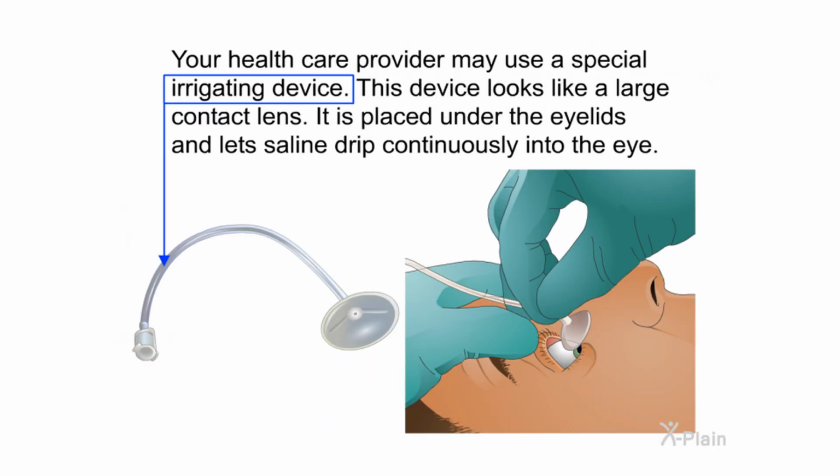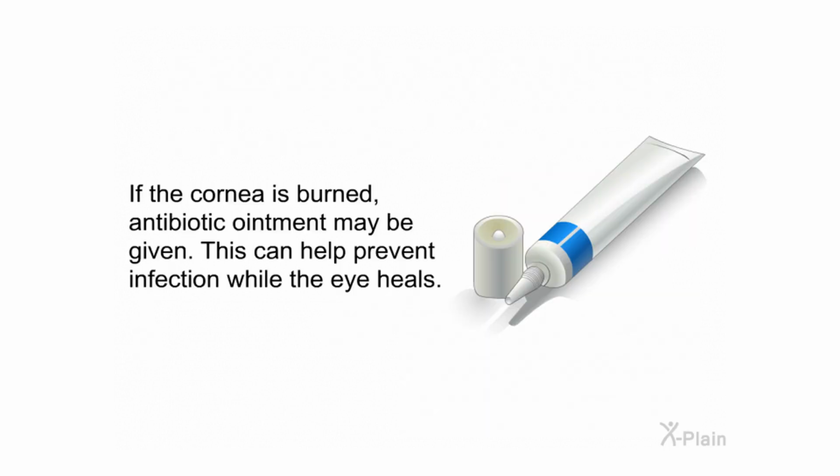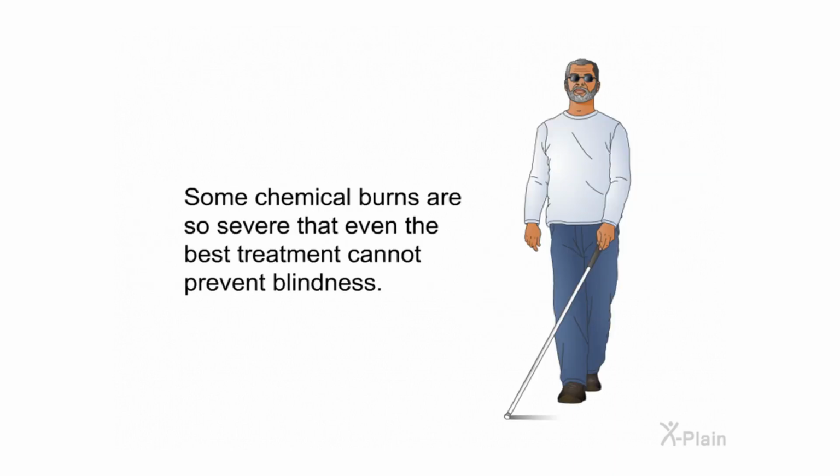Your healthcare provider may use a special irrigating device. This device looks like a large contact lens. It is placed under the eyelids and lets saline drip continuously into the eye. If the cornea is burned, antibiotic ointment may be given. This can help prevent infection while the eye heals. Some chemical burns are so severe that even the best treatment cannot prevent blindness.